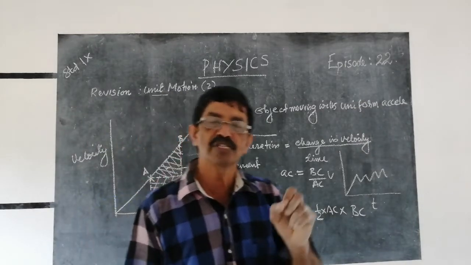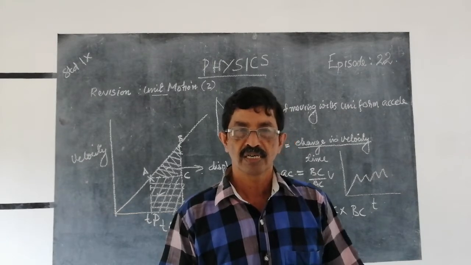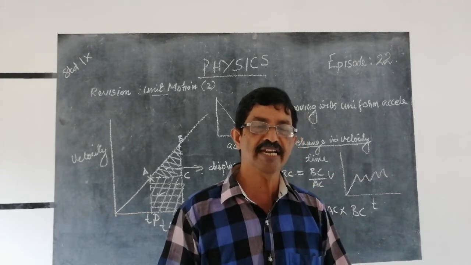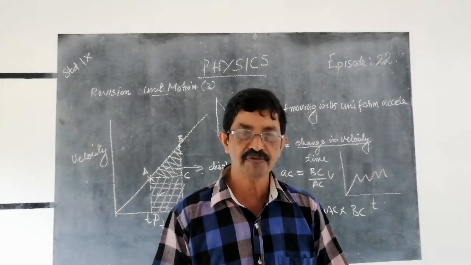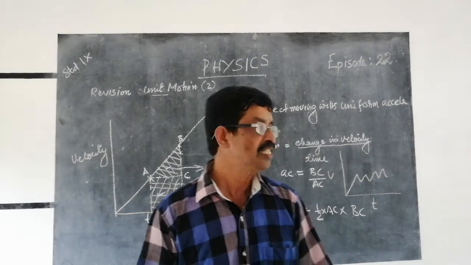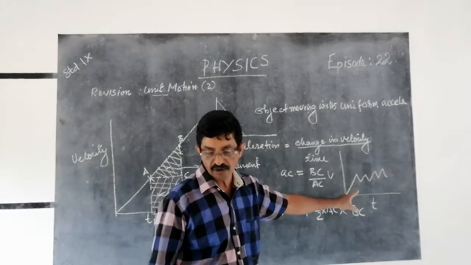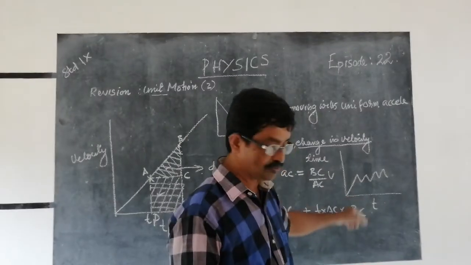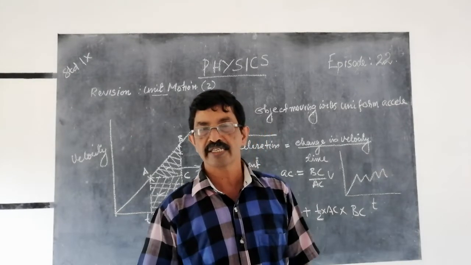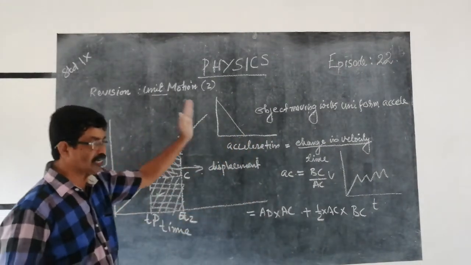So we can draw the graph of a body moving with a uniform acceleration. When we draw its graph with the velocity and the time, we get a straight line graph. If it is not moving with a uniform acceleration, then the graph looks like this, that means not in a steady form. Now see, we got different types of graph.